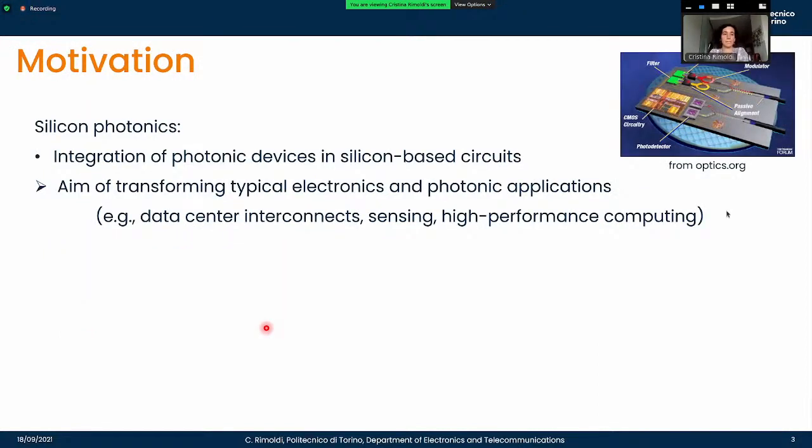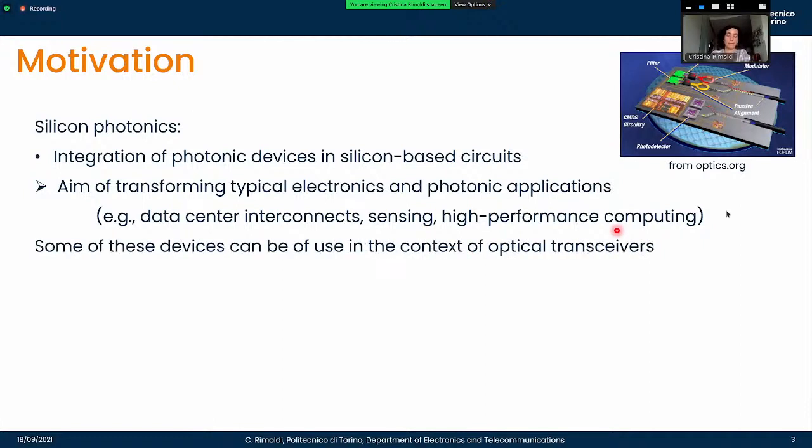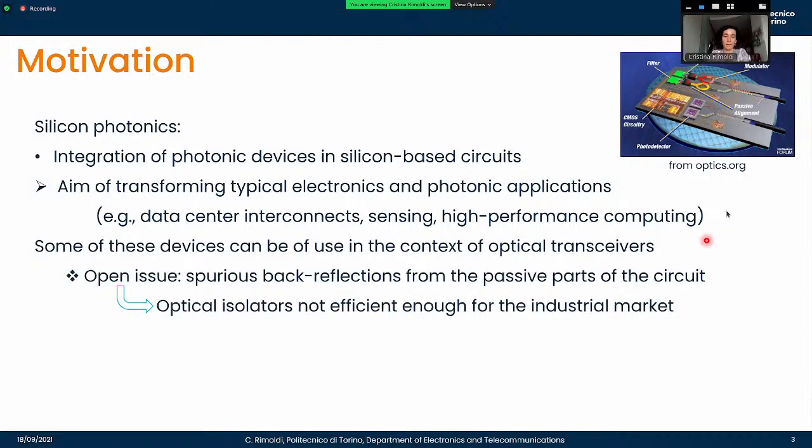So silicon photonics is a disruptive technology that focuses on the integration of photonic devices in silicon-based circuits. This is with the aim of transforming typical electronic and photonic applications, for example, in the context of data center interconnects, sensing, and high-performance computing. Now, some of these devices can be of use in the context of optical transceivers. However, here there is an open issue, which is given by the fact that there are spurious back reflections arising from the passive parts of the circuit. And in this context, optical isolators are not considered efficient enough for the industrial market. Therefore, there is a need for a laser that is as tolerant to optical feedback as possible.